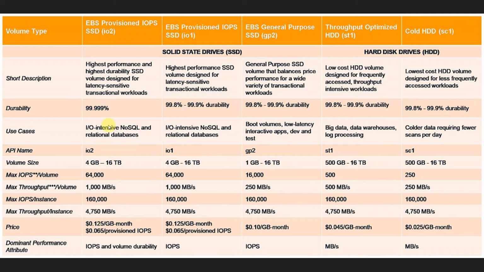It is suitable for IO intensive mission critical databases. The IO1 is very similar except for the fact that it doesn't have durability as high as the IO2 class. The GP2 SSD class is good for interactive applications that need to have low latency. It's also good for boot volumes. Its IOPS are slightly lower than the IO1 and IO2 classes, and so is the maximum throughput, and it's slightly cheaper. The hard disk drive types include ST1 and SC1.